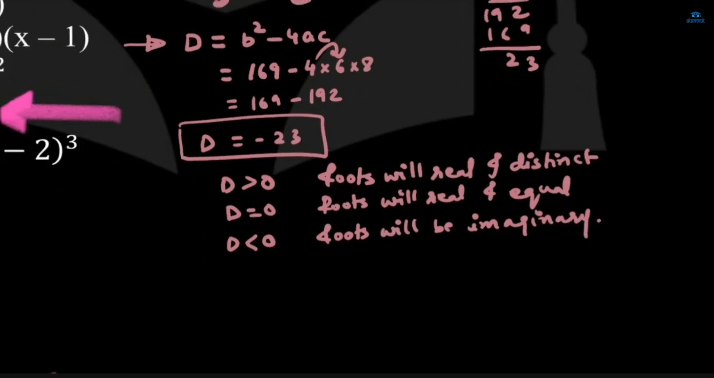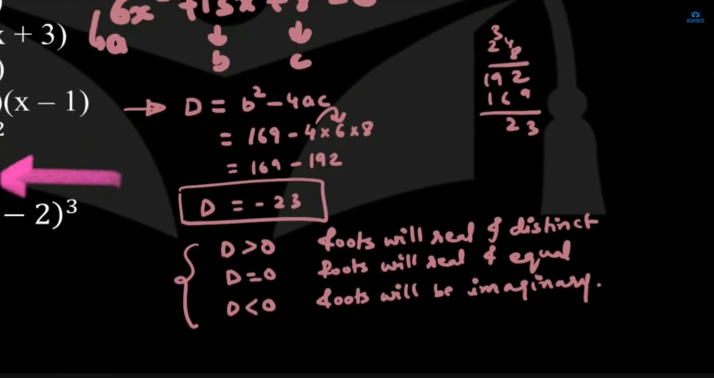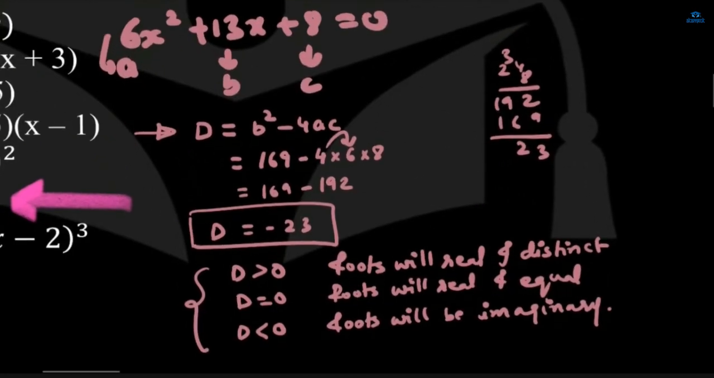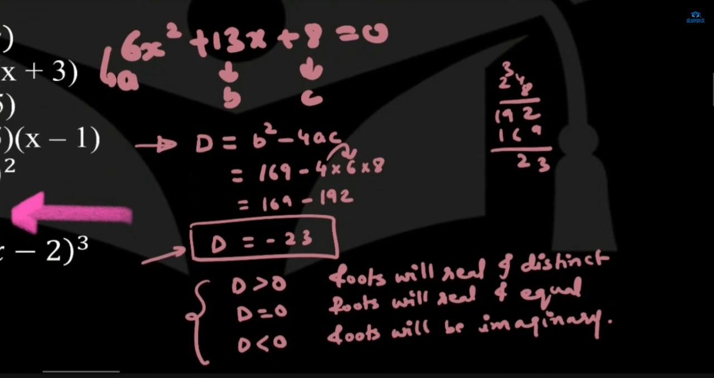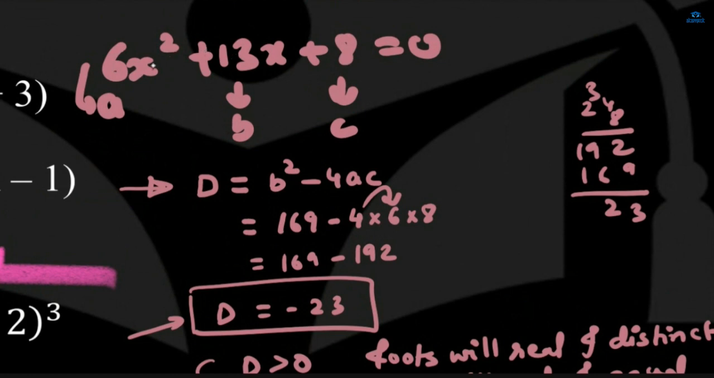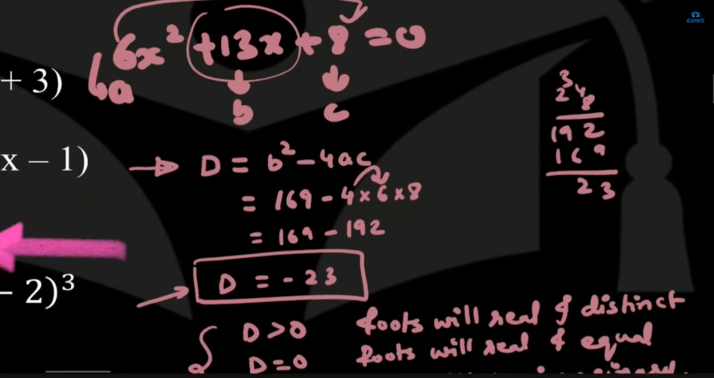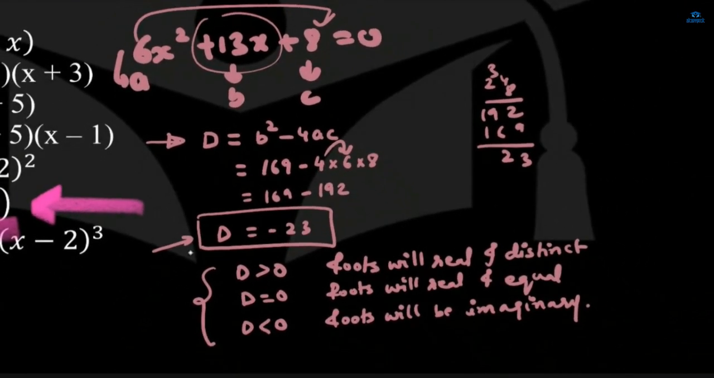Okay, so this is the condition for letting us know whether we can solve it by the factorization method or not. Now we cannot solve it by factorization method because the D is coming out to be negative. We cannot find any two numbers that would satisfy both conditions, that the addition or subtraction should be equal to 13x and multiplication should be equal to 48. There will be no such numbers because we are getting negative D here, so our roots would be imaginary.